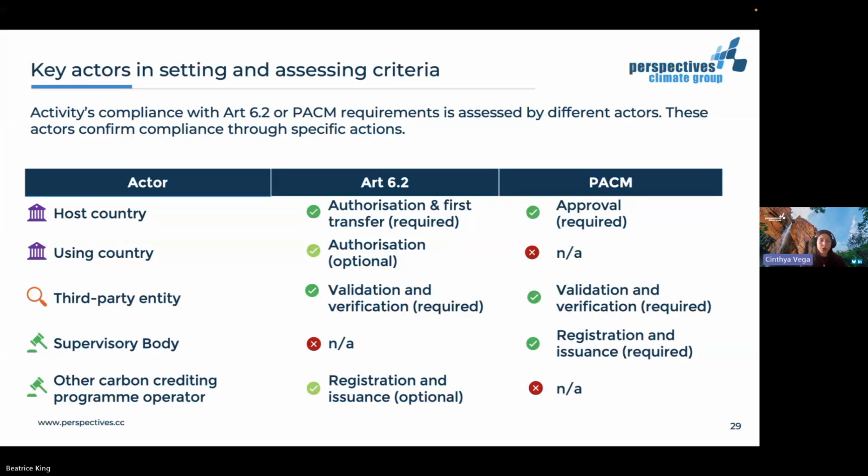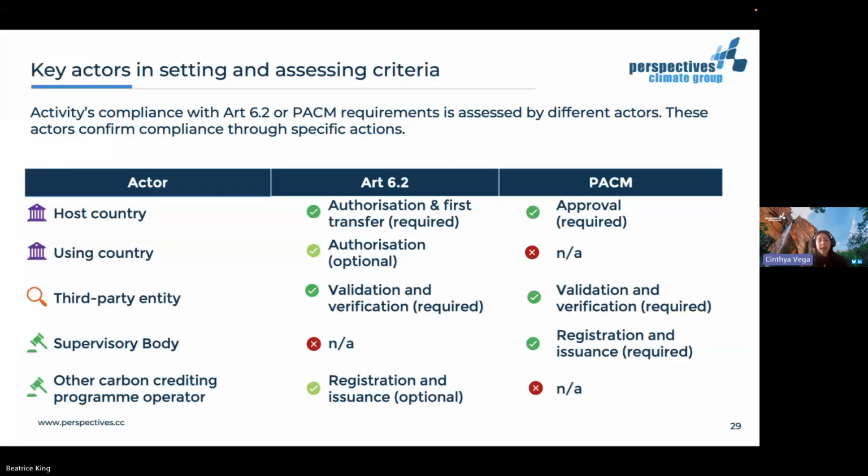So that's mandatory. Under the PACM, the host country will assess how the activity that is seeking registration complies with the criteria that it has set, for instance, if it's under the eligible activity list. And if it does, it will provide an approval that the activity can seek registration under the PACM.